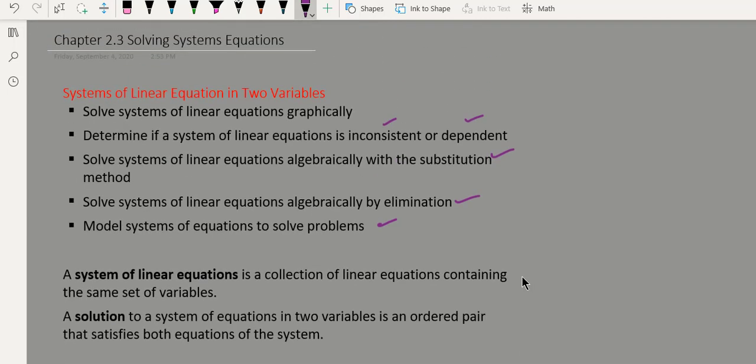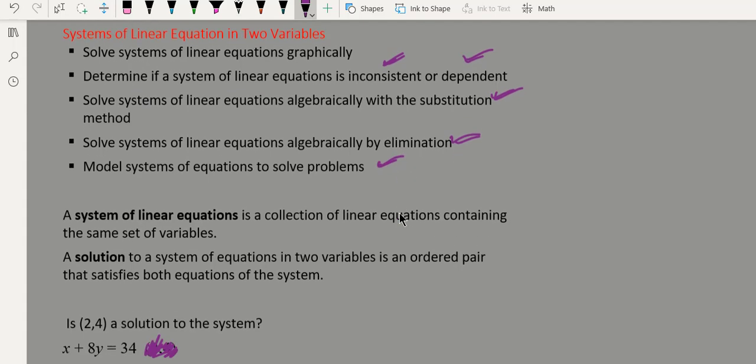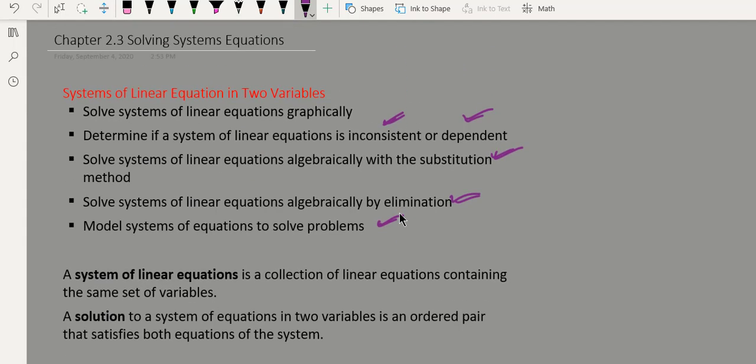All right, good people. This video is on solving systems of equations. So we are going to maybe do some graphically, do some to see if things are inconsistent and dependent, if we can solve it by substitution, elimination, and maybe we can do some models, aka some word problems.